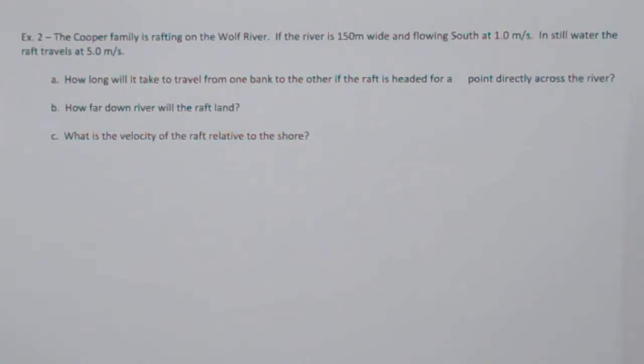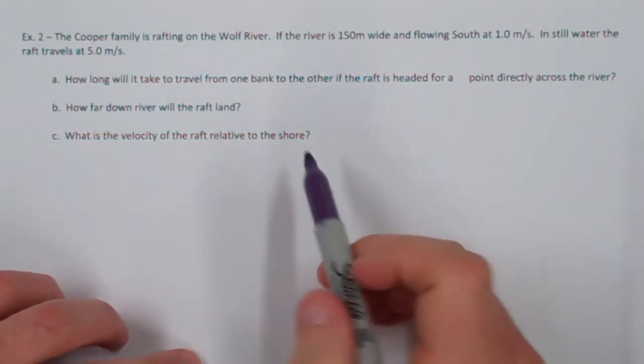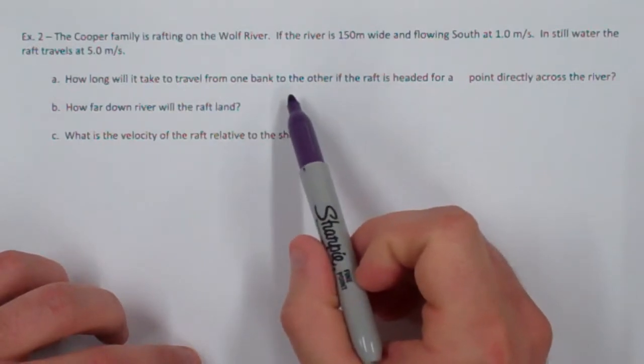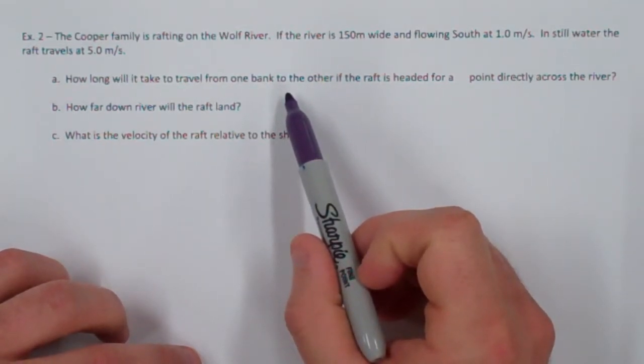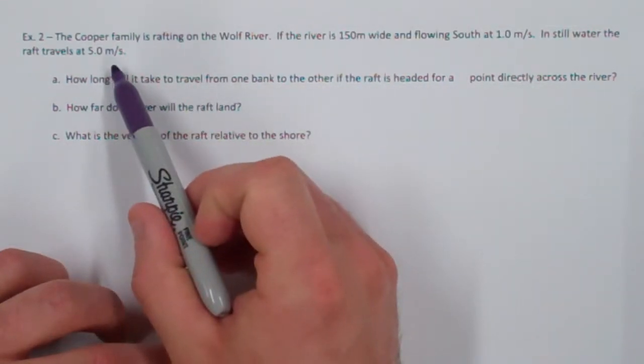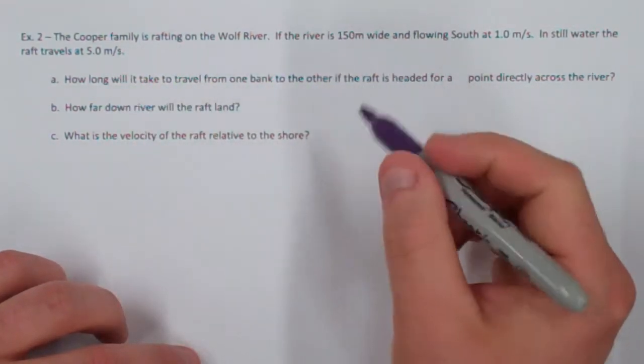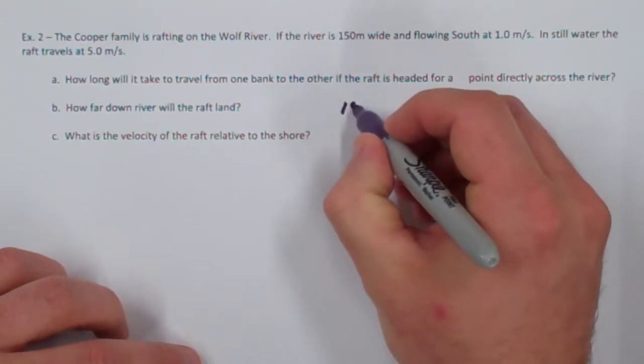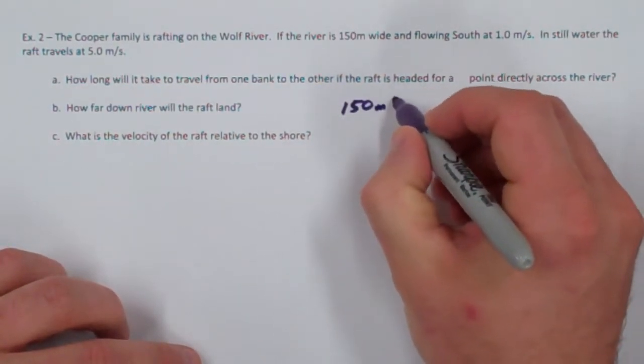So the answer to part A is pretty easy. We don't even need to use any vectors. Remember that this is not relative to the land. This is just how long will it take to get from one point to the other point. And so in still water, the raft travels at 5 meters per second. And all we really need to do for this one is take 150 meters and divide it by 5.